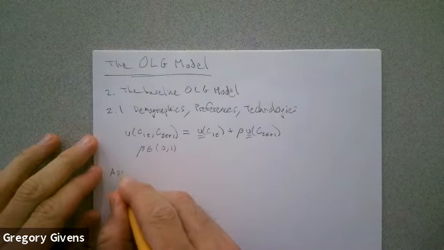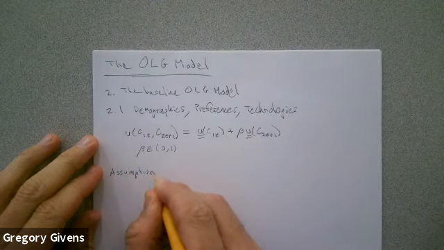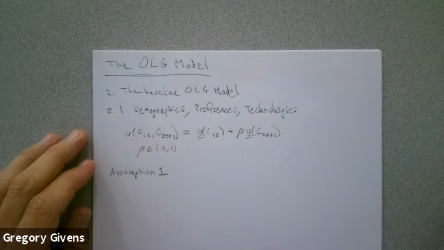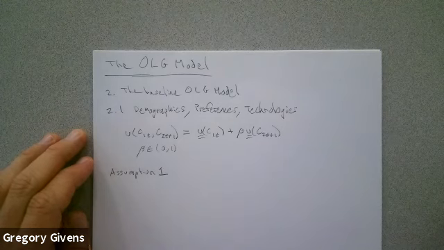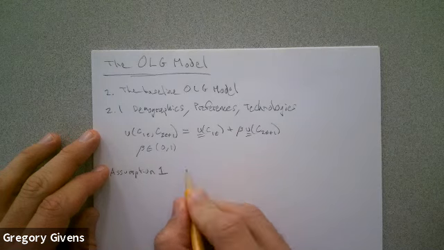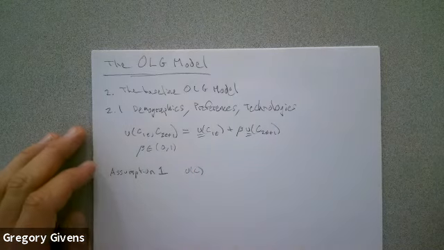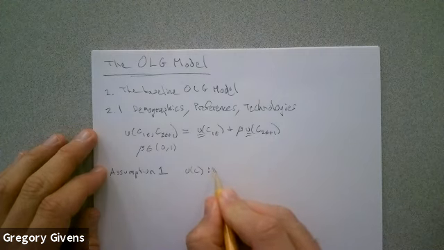Assumption 1. A lot of the features of the OLG model carry over from the Solow model, particularly with regards to the production function. What is new is obviously the utility function. So we need to talk about that for a minute. This utility function, U of C, is defined on the positive reals.